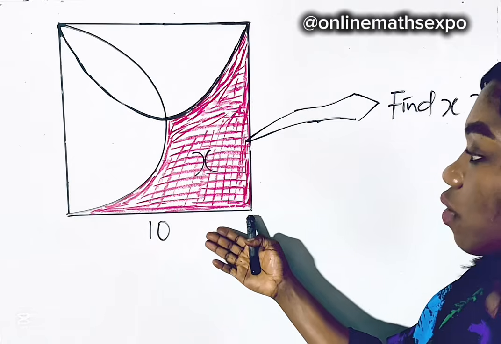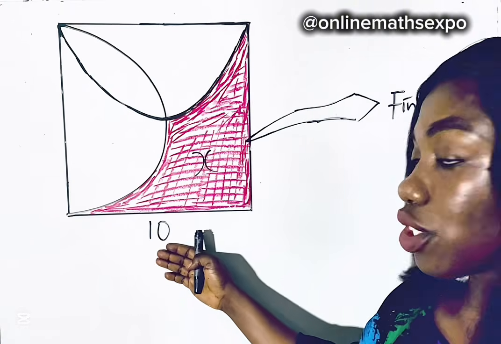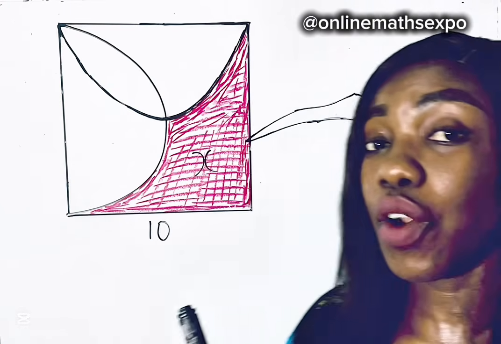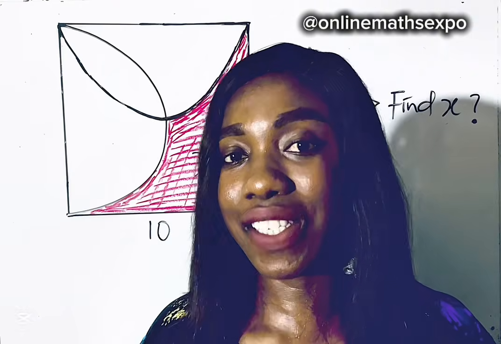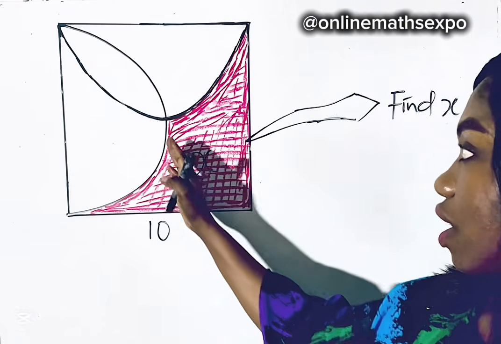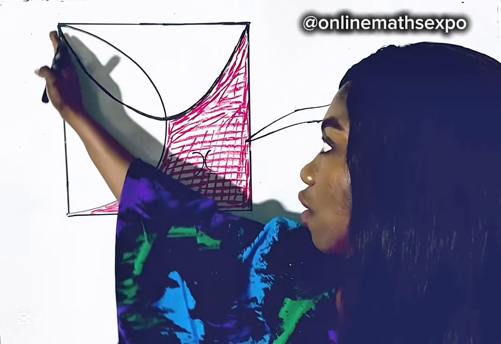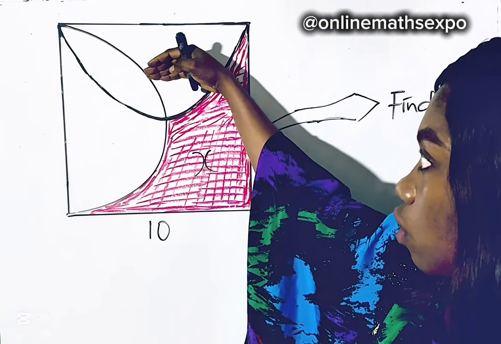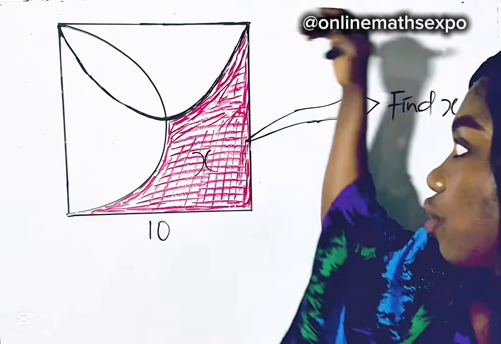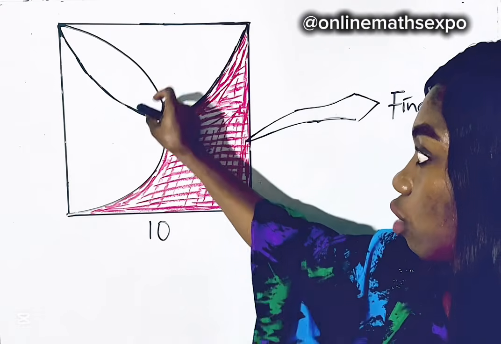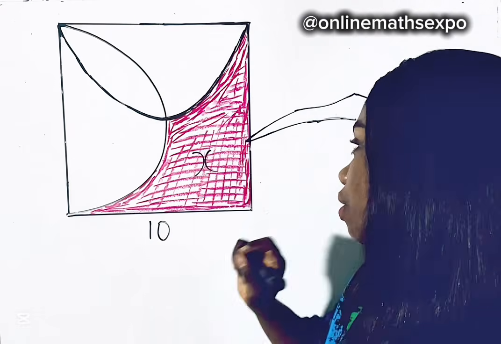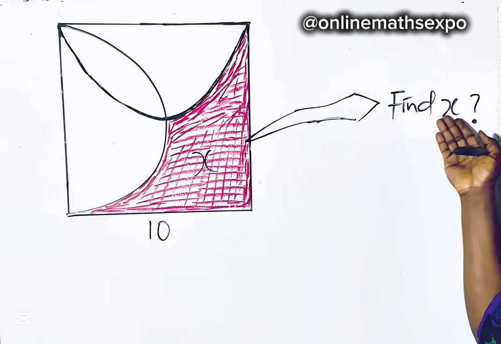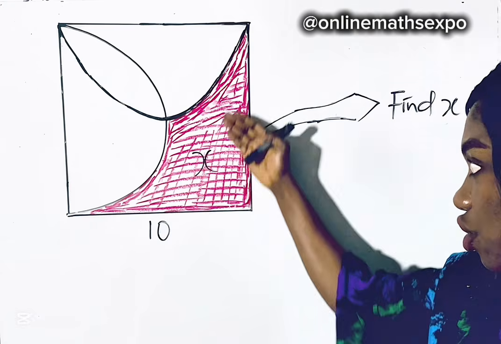We are given a square that measures 10 units, and inscribed are two equal semicircles, such that the diameter of this lies on this part of the square, and the diameter of this semicircle lies on this part of the square. And you observe that they both overlap. The question is asking us to find x. X is this part that is shaded.